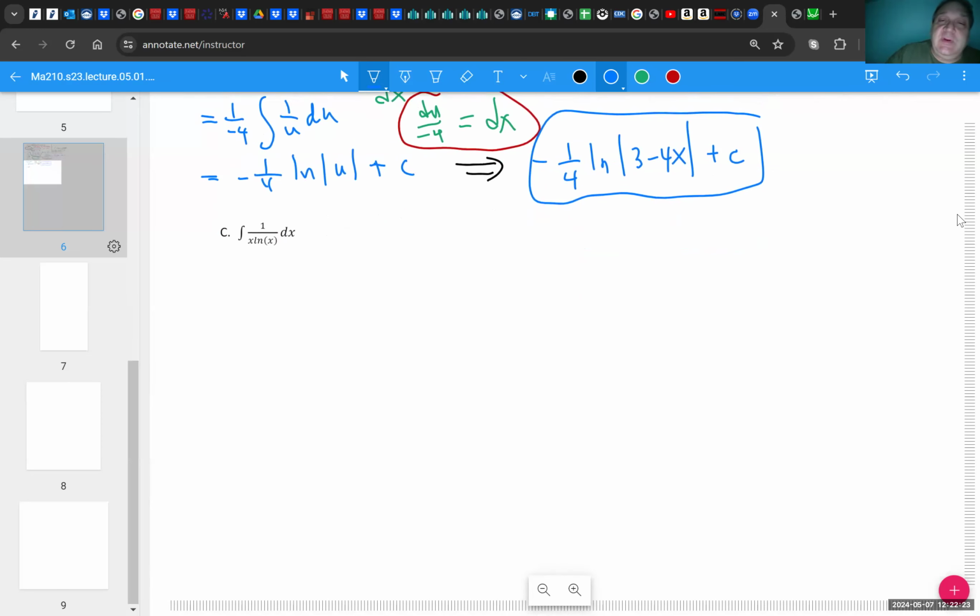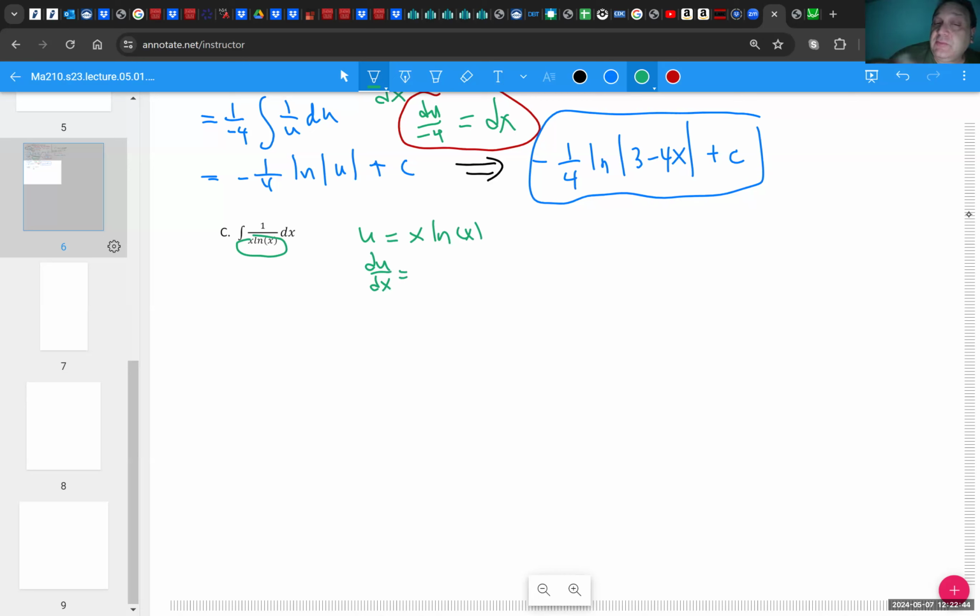Okay, so here we come to example C. We have 1 over x ln x dx. And just like we did before, let's see if we can get rid of this bottom thing by making u equal to x ln x. We know we're going to need a derivative, so I'll go ahead and define the derivative du dx.